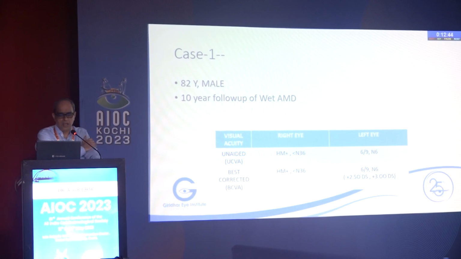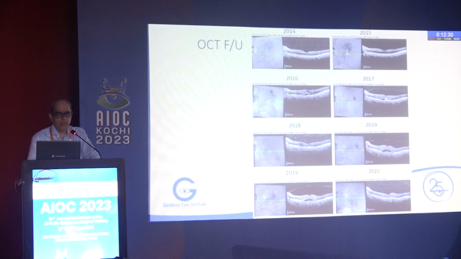Actually, I made this talk very recently in another meeting, and I'm just changing the way I present this for this particular session. Now, this is an elderly patient with a long history of wet age-related macular degeneration. The left eye is being treated. Now, can you tell me what do you see in the OCT scan on the left side there? Okay, it's not CSR.